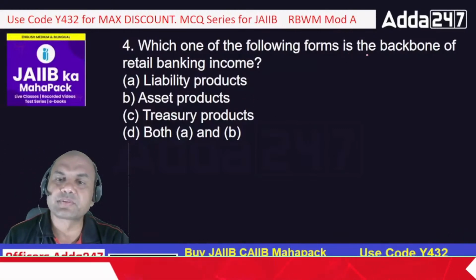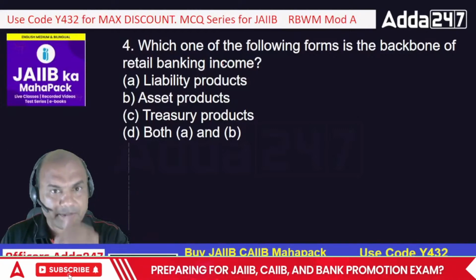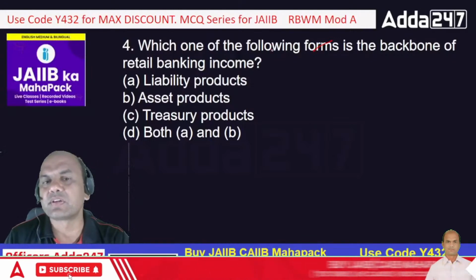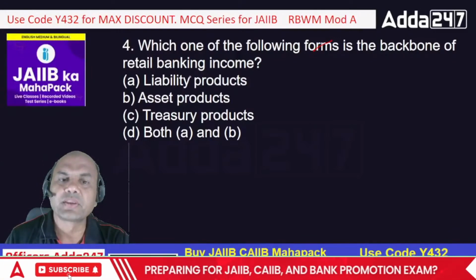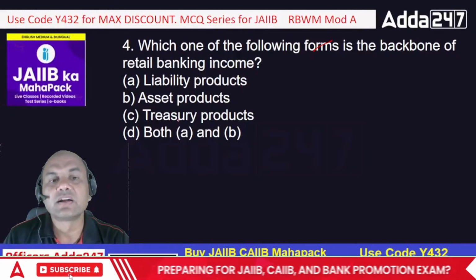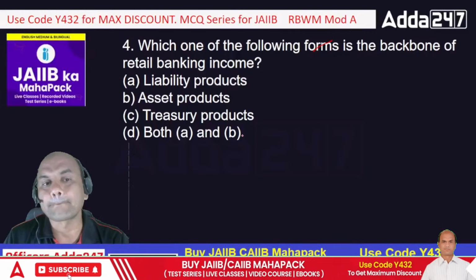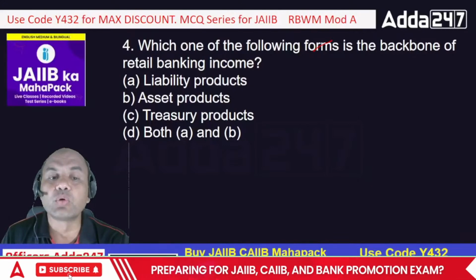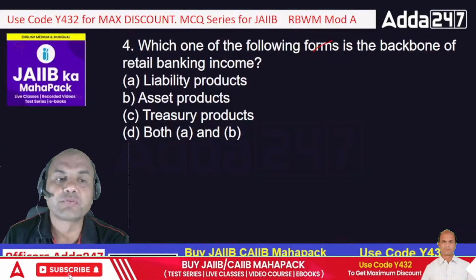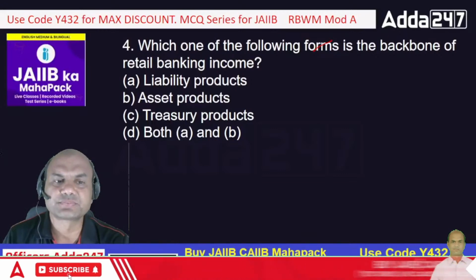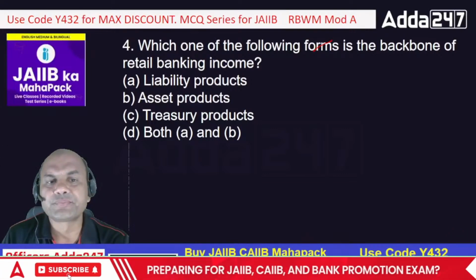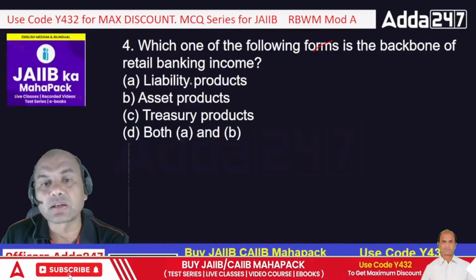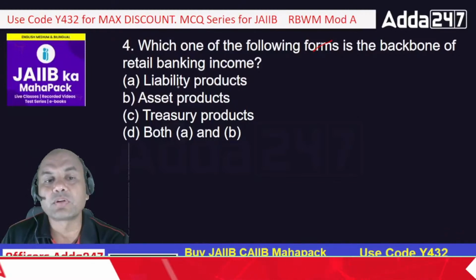Which one of the following is the backbone of retail banking income? Liability products, asset products, treasury products, both A and B. Now this is different, right? Which one of them is the core of retail banking business? What do you think is the core of this? Is it liability, or treasury, or both A and B? A and B means liability and asset. Both are the core backbone of retail banking business.